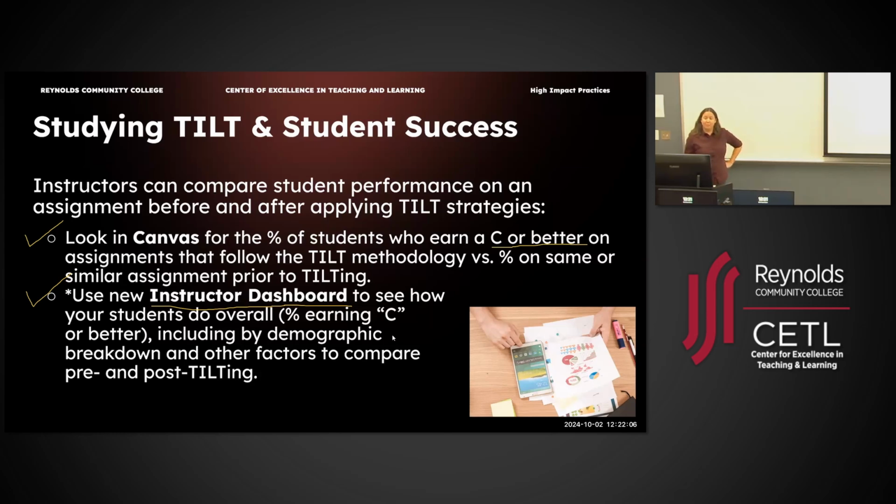So that's going to help you to look at not only how students' grades changed. If you want to look at how their grades changed specifically on an assignment, you're going to want to go to your Canvas courses and compare. You might want to look at multiple courses before tilting to get more of a sample for that average, and then look at multiple courses and how students did on the assignment after tilting. So Canvas is for the actual grade on the individual assignment.